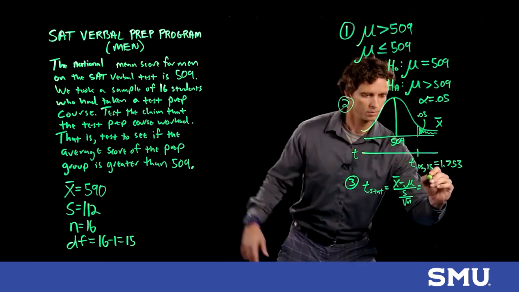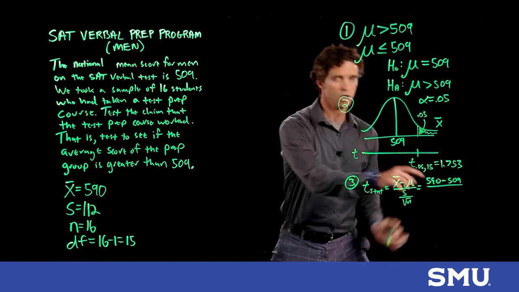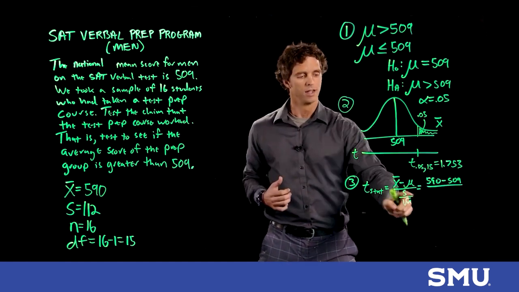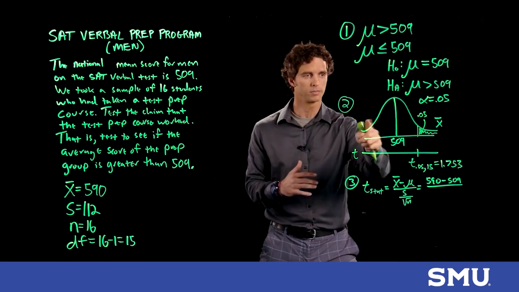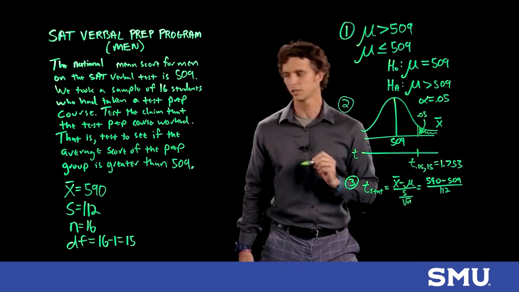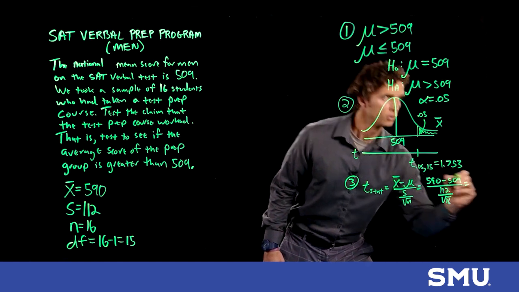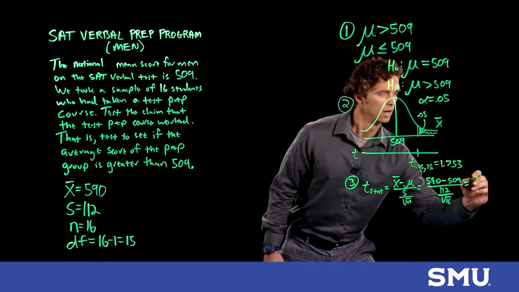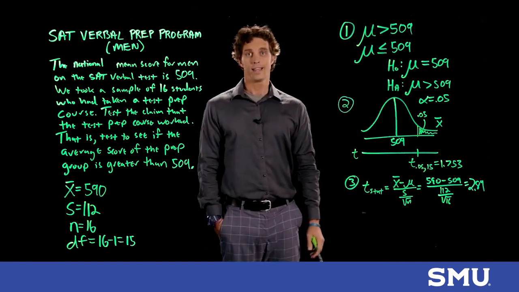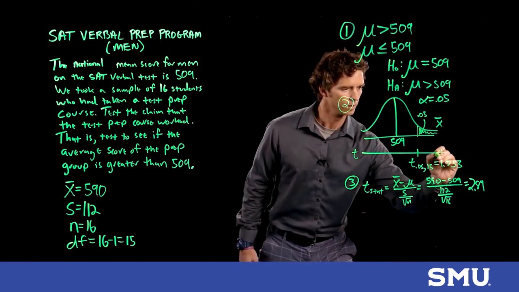And that t-statistic will, of course, be our 590 minus 509, which makes total sense. We want to see if 590 is significantly bigger than 509. So we must take its difference and then scale it by how variable we think that distribution is. And we think that distribution has a somewhat big standard deviation, I would think, but then we're going to divide that by the square root of 16. And if you do all that, you will get a test statistic of 2.89.